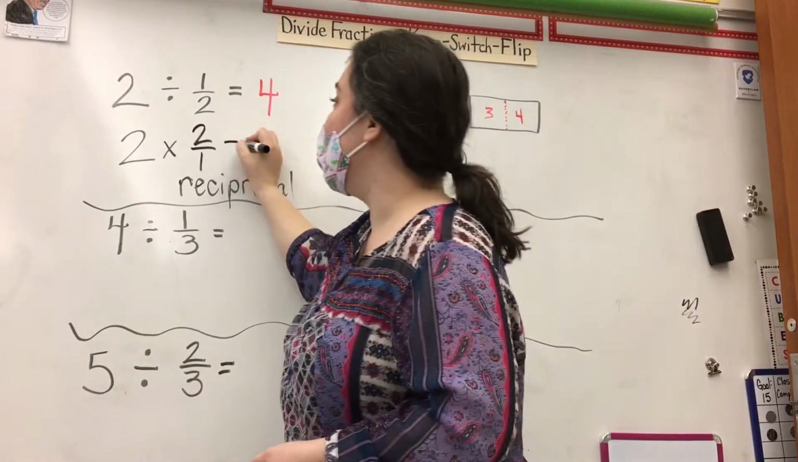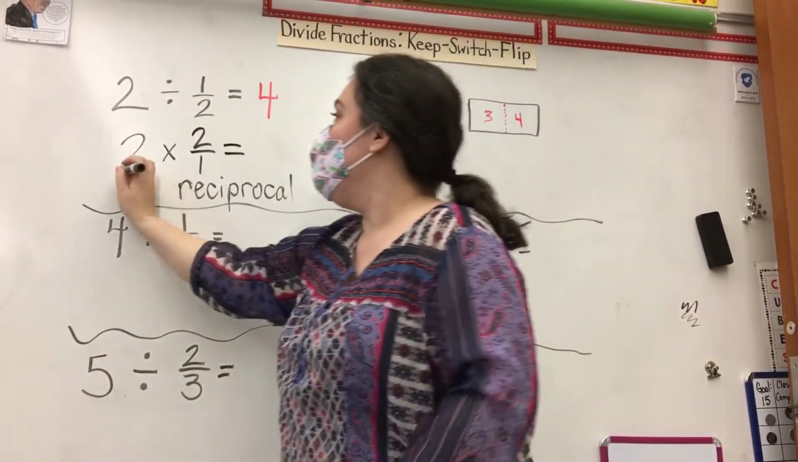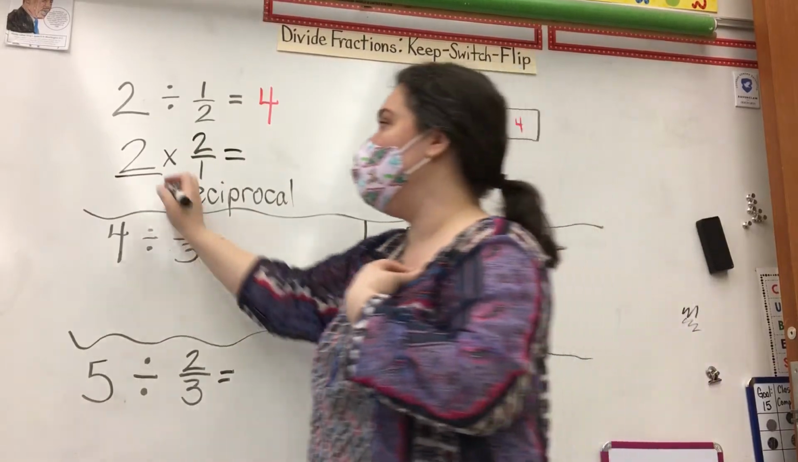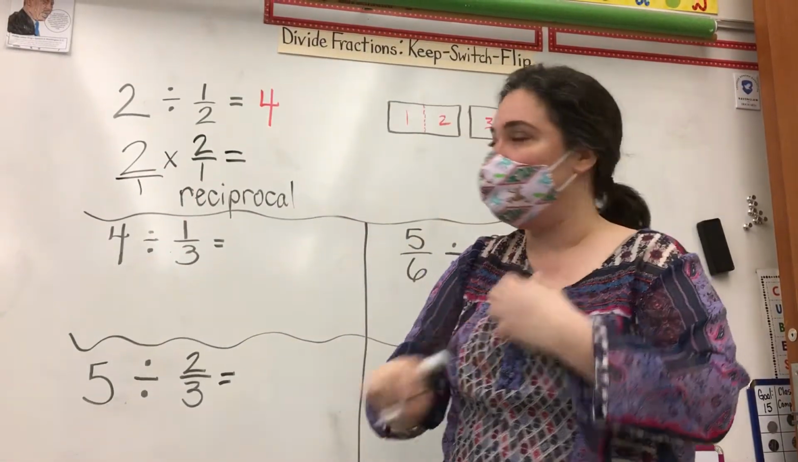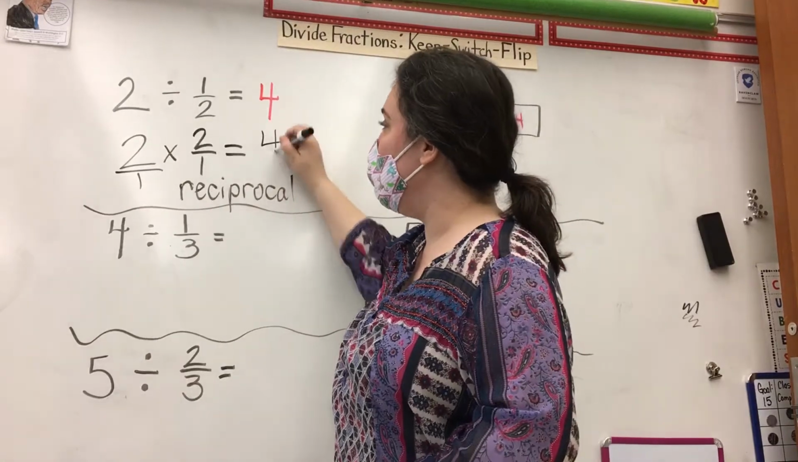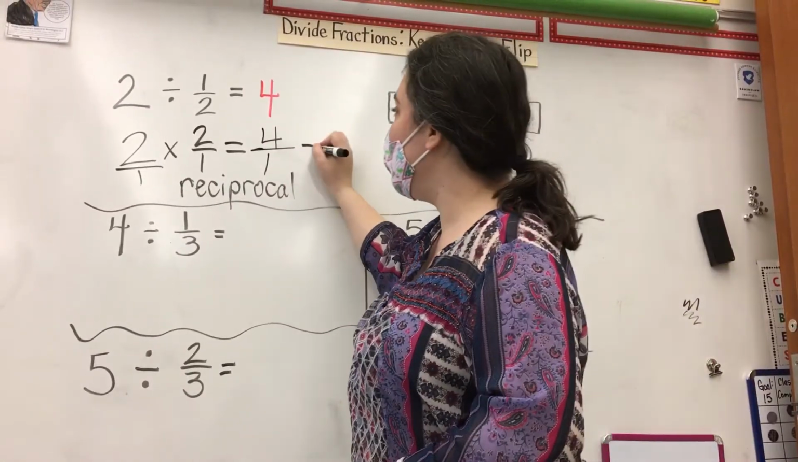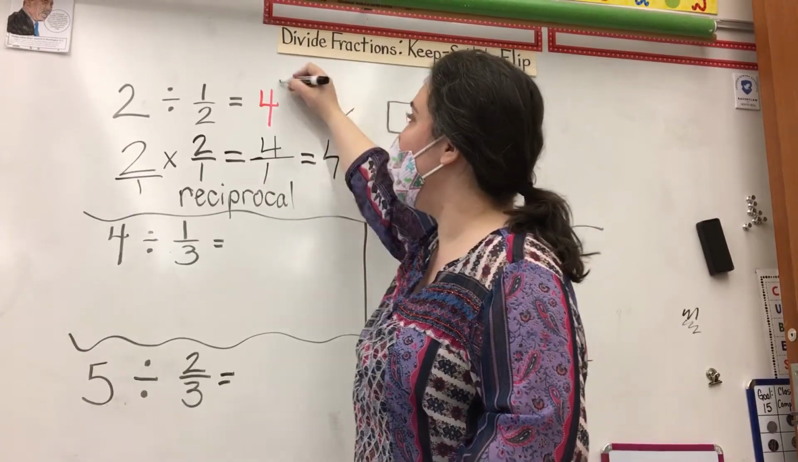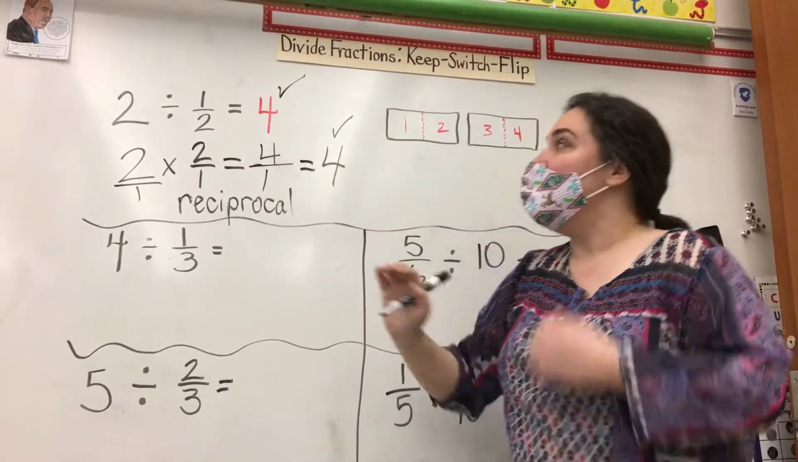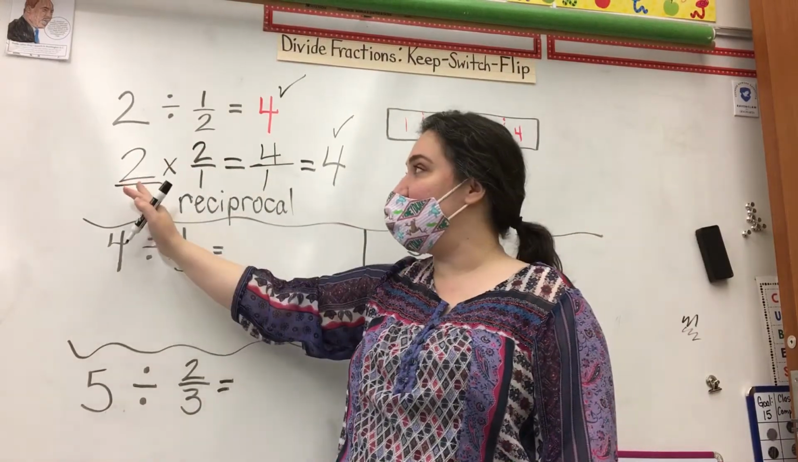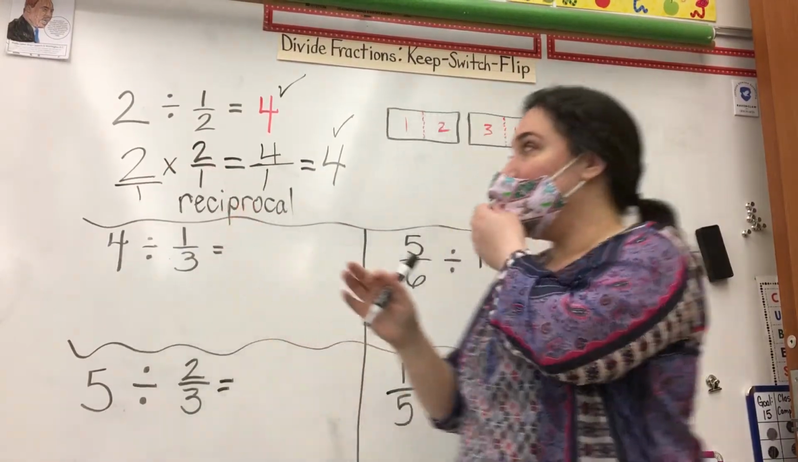Now we can solve. Check this out. What's a denominator you can place under a whole number? It's 1, because that doesn't change the 2. 2 times 2 is 4. 1 times 1 is 1. 4 divided by 1 is 4. We ended up with the same answer. 2 divided by 1/2 is the same as 2 times 2.